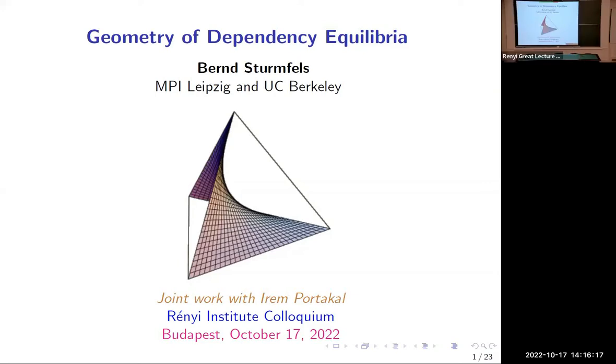It's a great pleasure to be here for the first time mathematically. So I'd like to tell you about a paper with Irem Portakal. She was a postdoc with us. She's now in the statistics group in Munich.